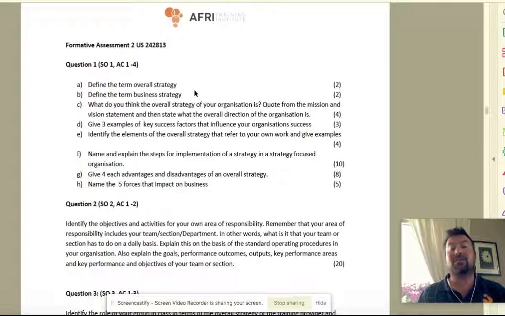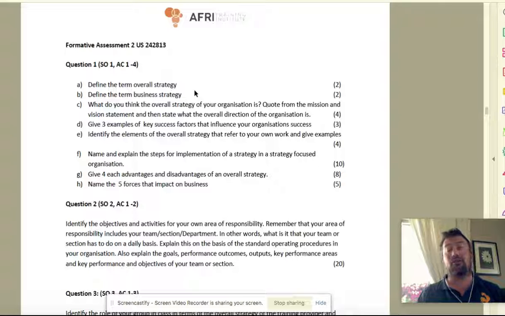Then name and explain the steps for implementation of a strategy in a strategy-focused organization. So that is number F. If you want to go through the theory, it is on page 7 and page 8 of your workbook. Then we spoke about the advantages and the disadvantages of a strategy. So that is G.